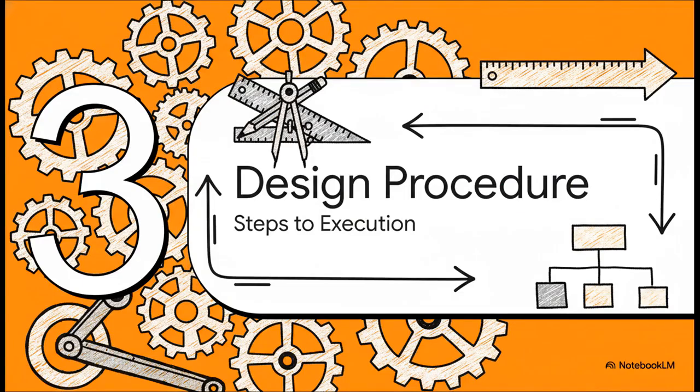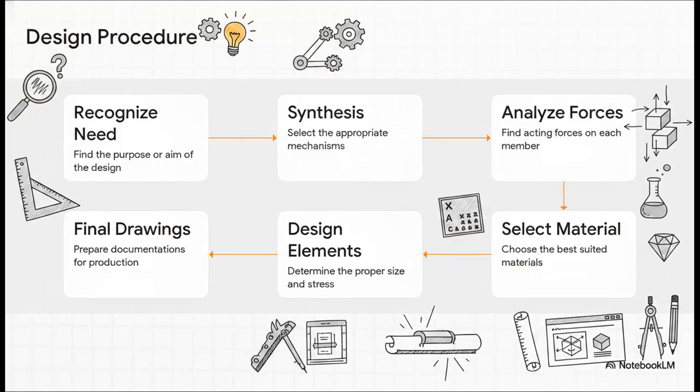All right, that brings us to part 3, the machine design procedure. We know the types of design, but how do we actually go about executing one? Well, the crucial point here is that every professional design follows a strict procedure. You can't just wing it. You start at step 1 by recognizing a specific need or aim. You can't design a solution if you don't even know what the problem is.